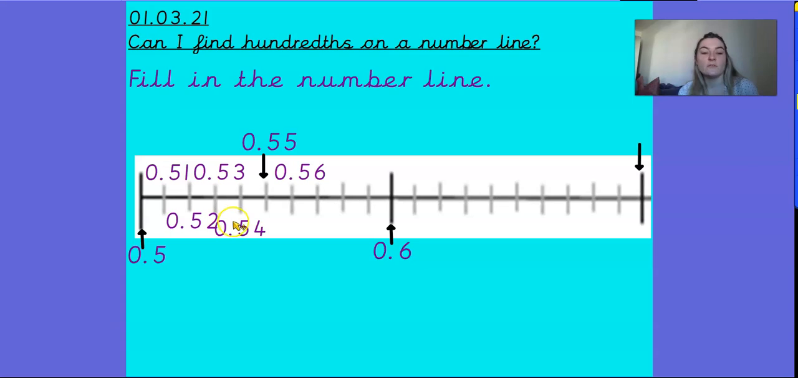Hi, welcome back. So hopefully you would have got something similar to this. So you would have noticed that each time it is going up by 100th again. So we have got 0.51, 0.52, 0.53, 0.54, 0.55 and 0.56 till eventually it would go up to 0.6. Okay, so that is the last activity that we are going to do together.